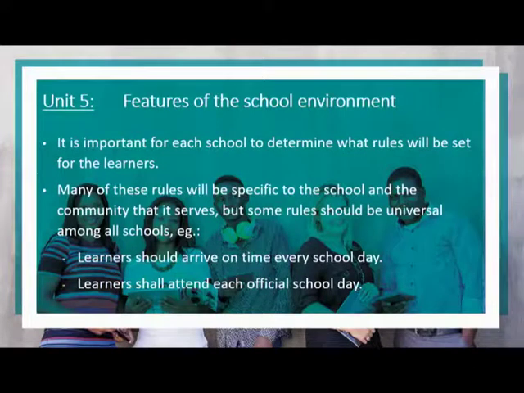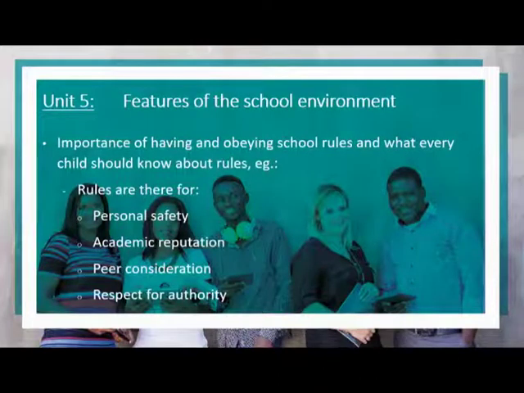It is important for each school to determine what rules will be set for the learners. Many of these rules will be specific to the school and the community it serves, but some rules should be universal among all schools. For example, learners should arrive on time every school day. Learners shall attend each official school day. Importance of having and obeying school rules and what every child should know about rules. For example, rules are there for your personal safety, academic reputation, peer consideration, respect for authority.